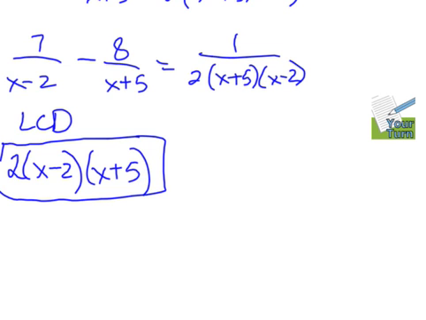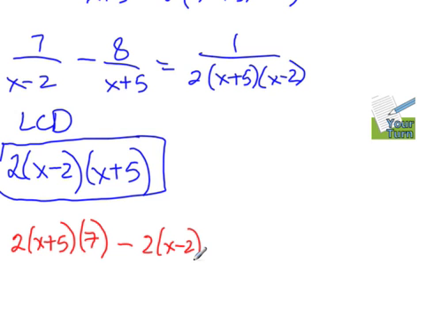I'm going to skip a step here because I know if I multiply this by this, the x minus 2's will cancel. So all I'll have really is 2 times x plus 5 times 7 for that first term. And if I take this one and multiply it by this whole thing, the x plus 5's will cancel. So all I'll have left is 2 times x minus 2 times that 8. Notice I just kept that minus there. Equals, on the other side, oh, I have that whole thing down on the bottom. So it'll all cancel. I'll just have a 1 there.